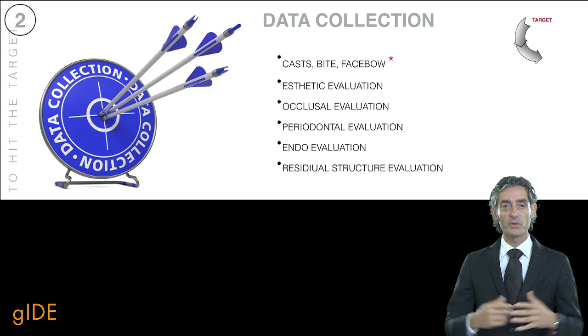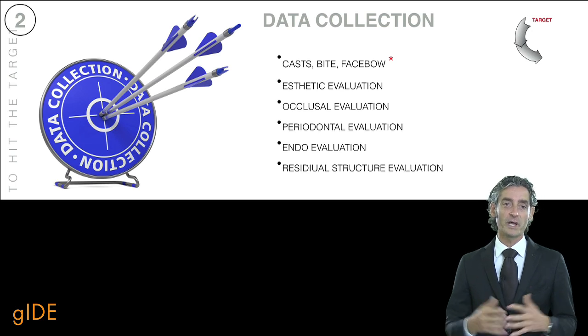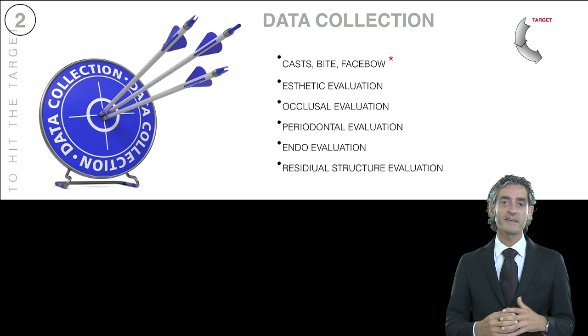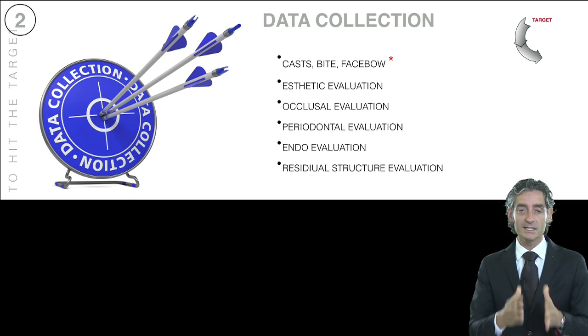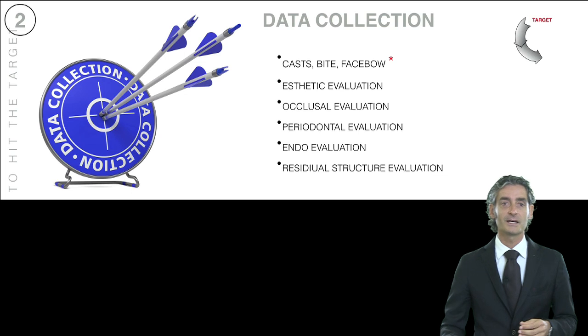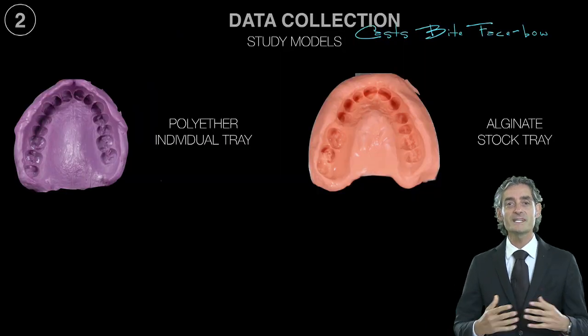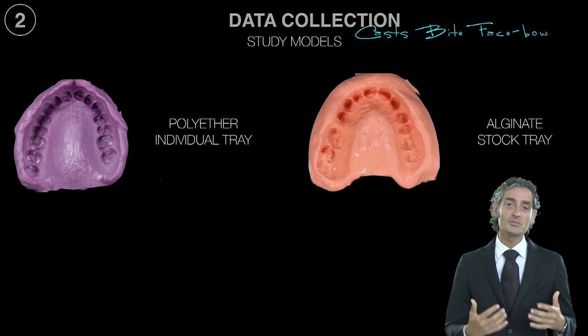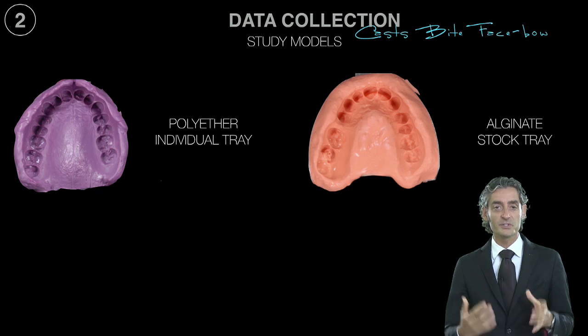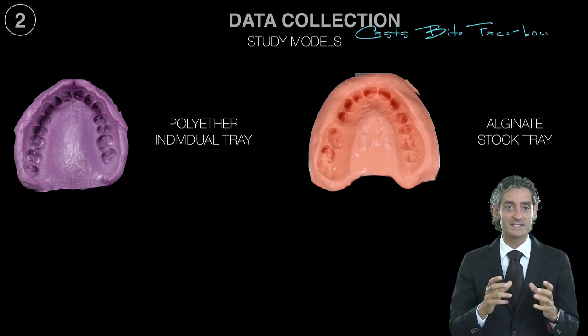So starting later with point 2, the data collection to hit the target, I think that we have to start evaluating cast, bite, bite registration, face bow, aesthetic evaluation, occlusal evaluation is really important, periodontal evaluation, and all the other evaluations that we will see step by step, collecting data together. And then, first of all, when we need a study model, and so when we have to start a new case, I would like to suggest you to start with a polyether and an individual tray, just in the way to get a really precise impression.